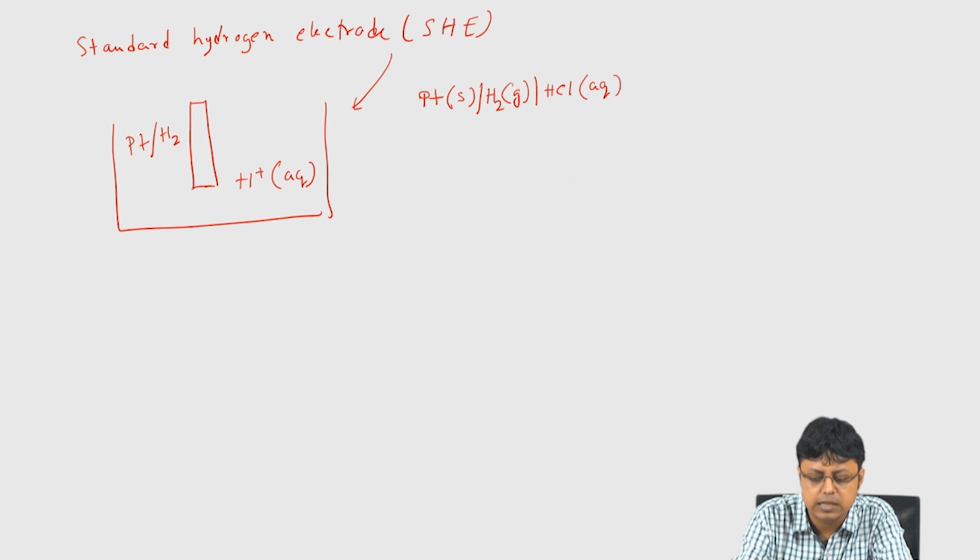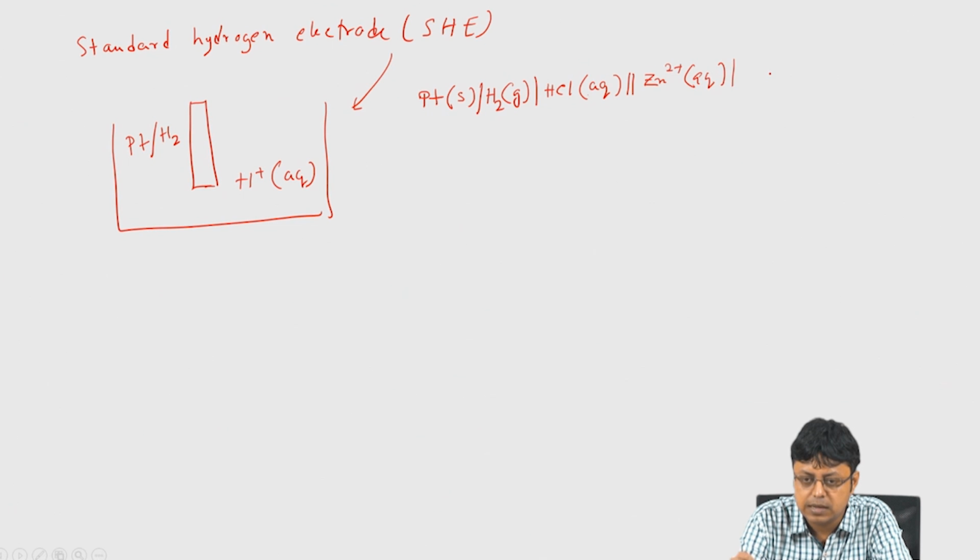We could also write H plus aqueous, and then we connect this to some other electrode. Suppose we are writing it as, say, the zinc electrode, for example. Here the zinc will always be considered as the right. Whichever electrode we want to measure the electromotive force of has to be always written as right, because we will take right minus left, and whatever we get we will take it to be 0. We are coming to what that 0 means.